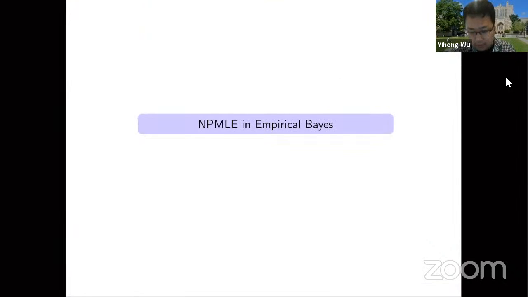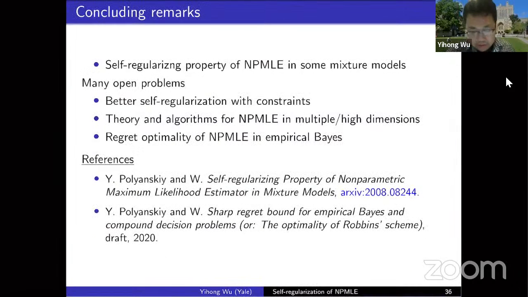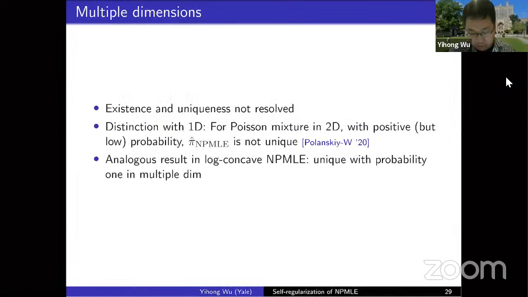Yes. So I think this showed some. Yeah, I don't know why it doesn't work anymore.